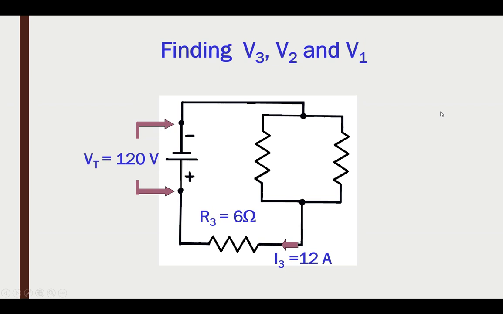Finding voltages. So we found the current. We first found the resistance for that circuit. Now we found the current. Now let's get the individual voltages.